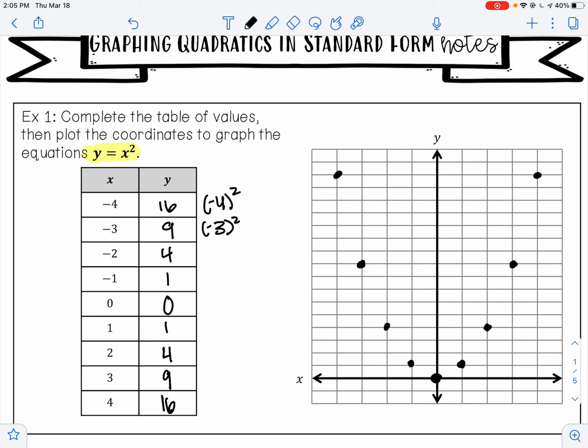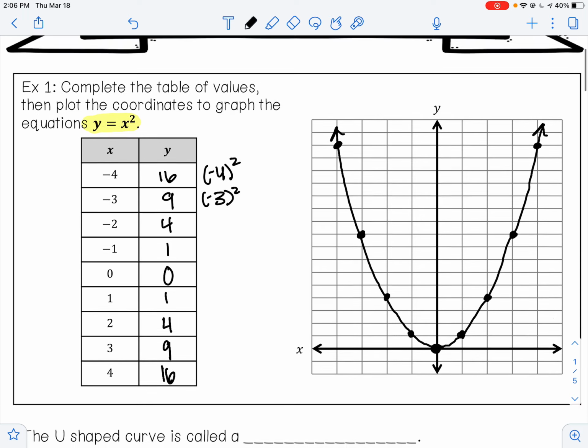Once we have all those ordered pairs graphed, we're going to connect them to make a parabola. Remember that parabolas are U-shaped, not V-shaped. If we have a V-shaped function, that represents absolute value. And so you want to be sure that when you're graphing this parabola, that your bottom part, where your vertex is, is rounded like a U and not sharp like a V. So there you have it. We have graphed a parabola.